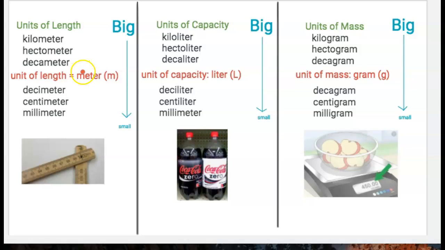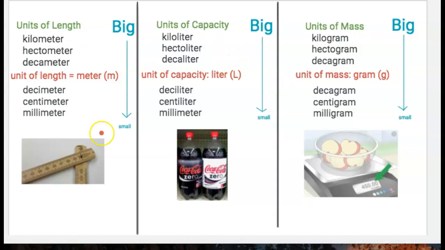And then as you move up, 10 meters equals a decameter. 10 of these equals a hectometer, and 10 hectometers equals a kilometer, depending on how you say it. So if you go up by 10 times 10 times 10, that is 1,000, which means there are 1,000 meters in a kilometer. That also means a millimeter is 1,000 times smaller than a meter, because you divide by 10, divide by 10, divide by 10. So there's 1,000 of these in one of those, and 1,000 of these in one of these.